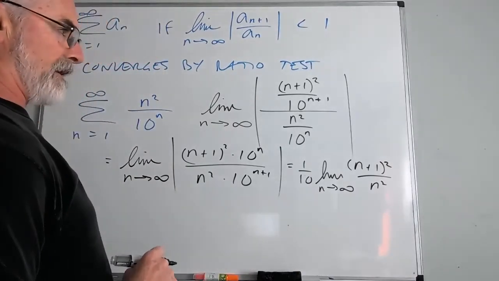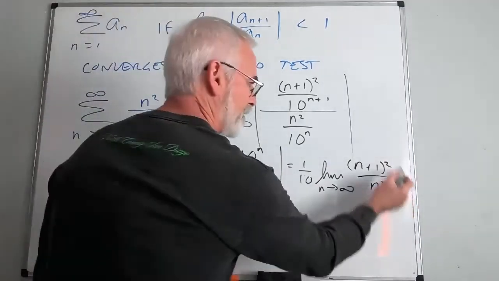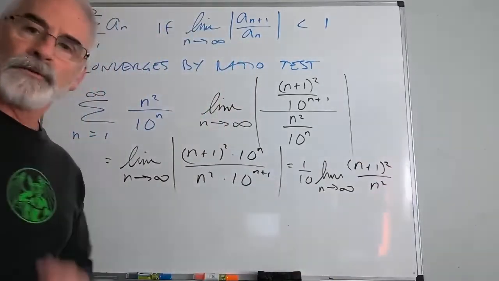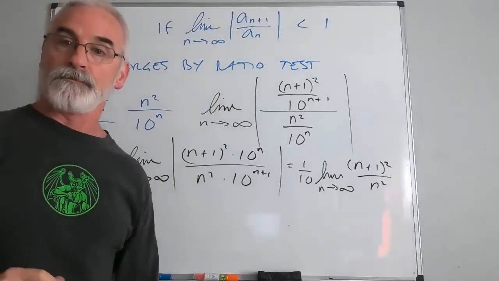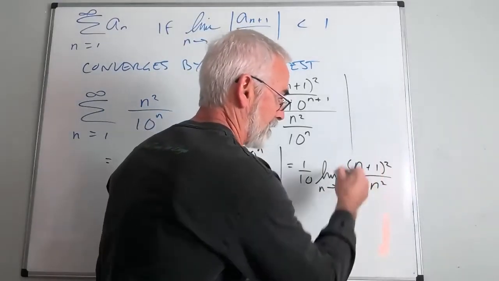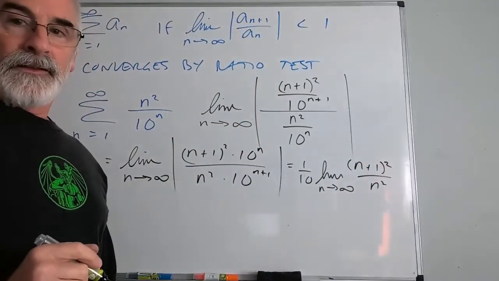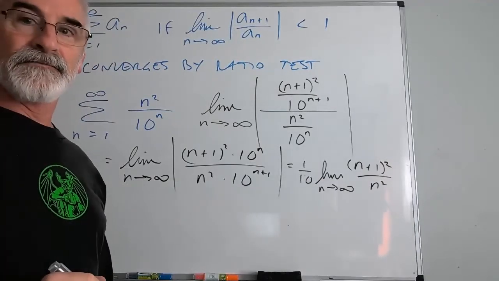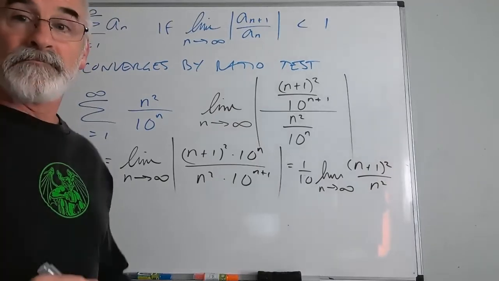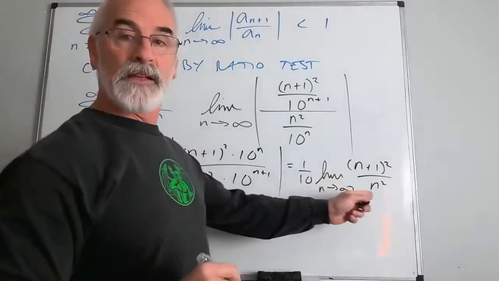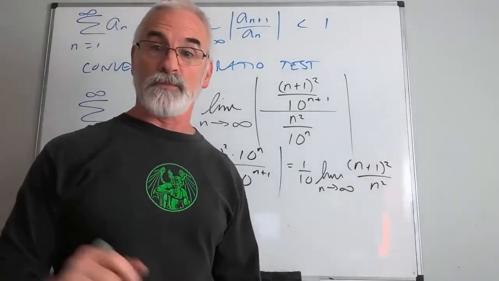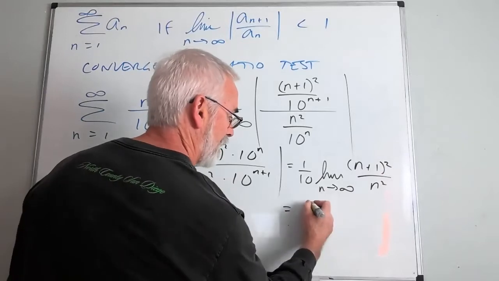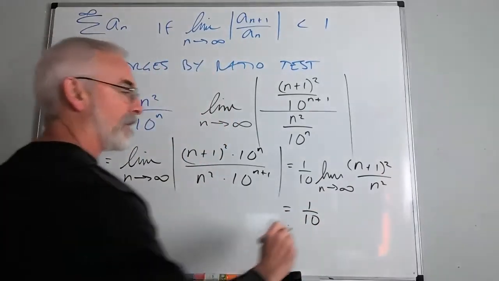Now, look at that quantity right there. Can you evaluate that limit right there? It's a second degree polynomial over a second degree polynomial, and the lead coefficients are 1. So what is this limit right here? Anybody? 1. 1. Yeah, that was sweet. That limit is 1. Because they're the same degree, lead coefficients are 1. Life is good. So what's my answer? 1/10 times 1. My answer is 1/10.